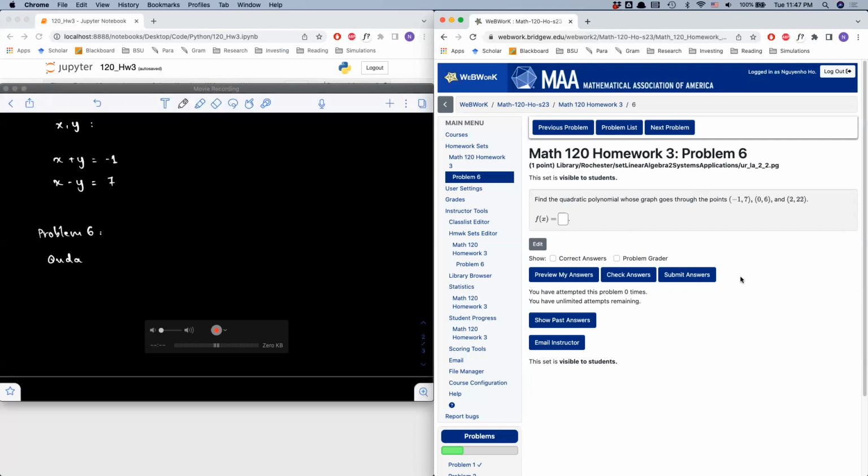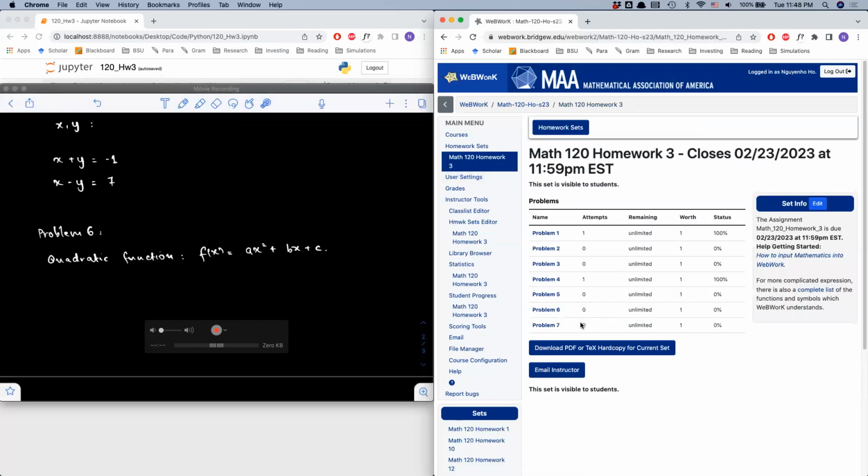Quadratic functions are of the form f of x equal to ax squared plus bx plus c. And you substitute the points given to you into this formula to obtain a, b, and c. Okay. Again, the intention is not for you to do all the calculations by hand. You set up the system of linear equations, turn that into an augmented matrix, and then input the matrix into Python and ask Python to do the calculations for you.